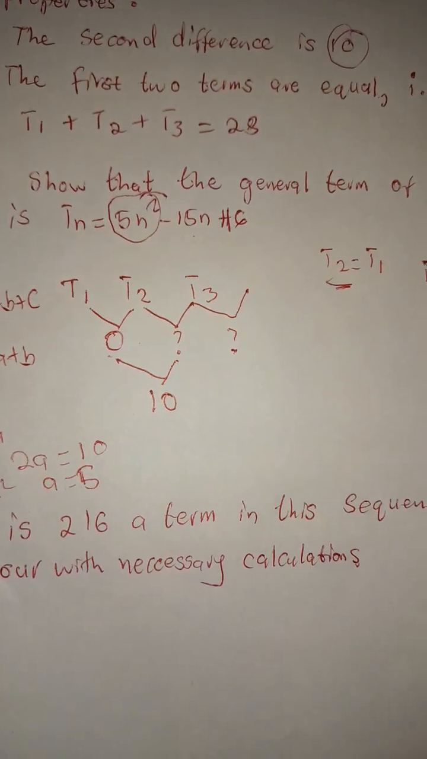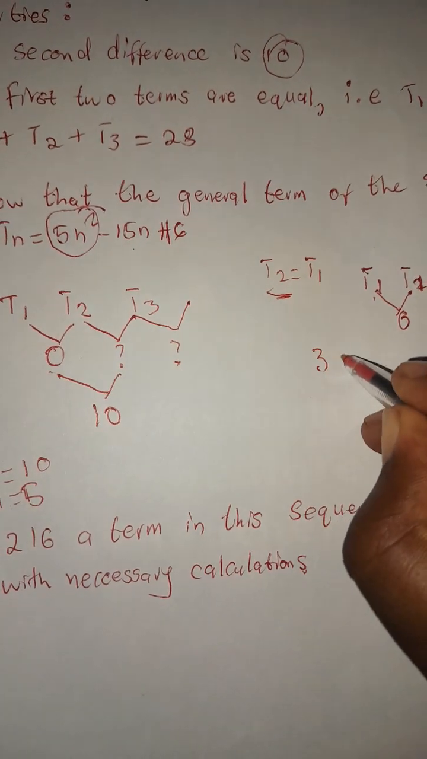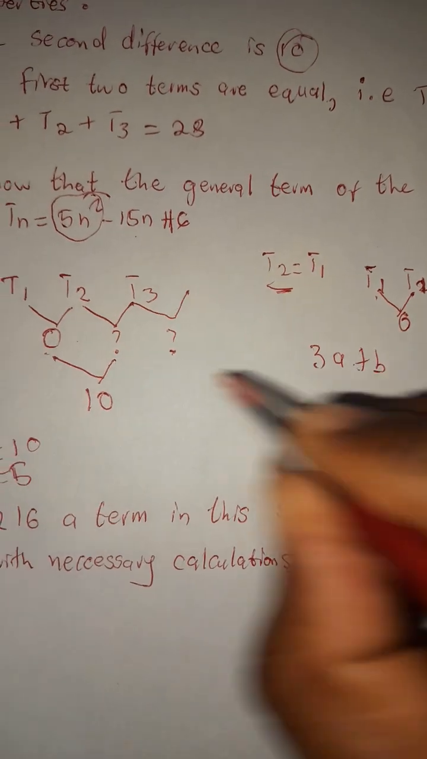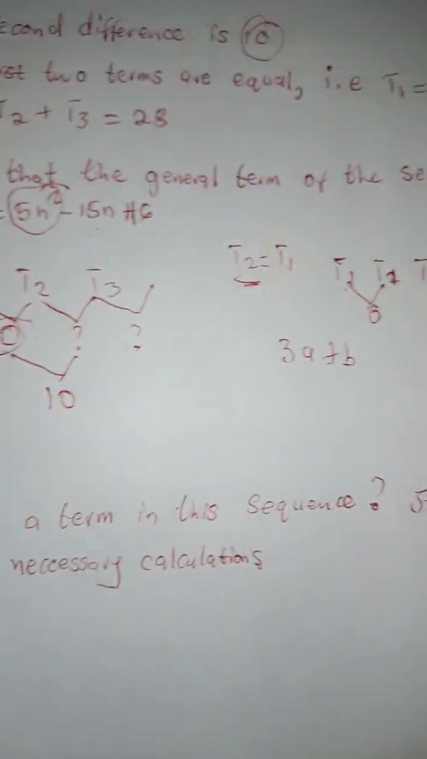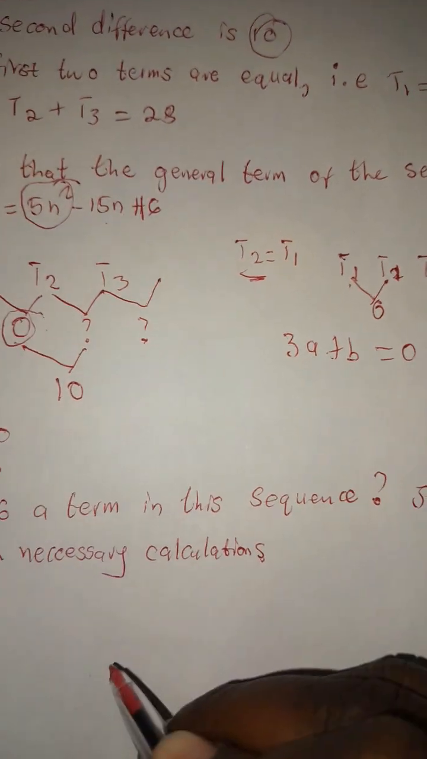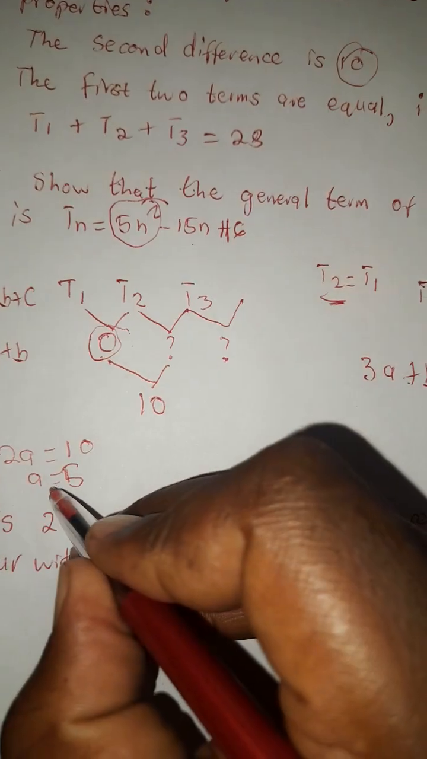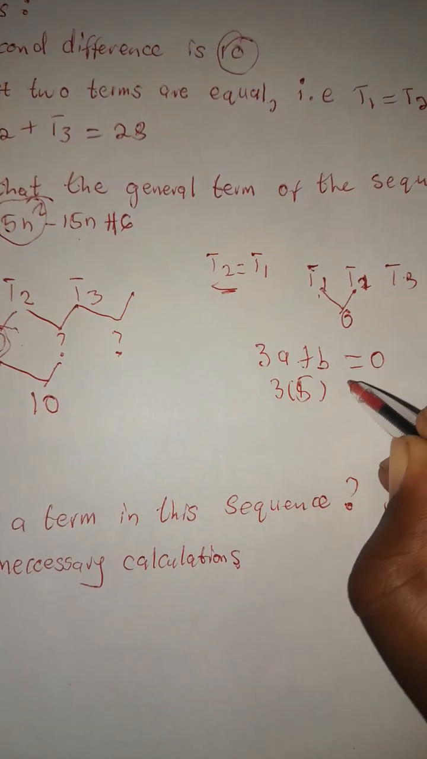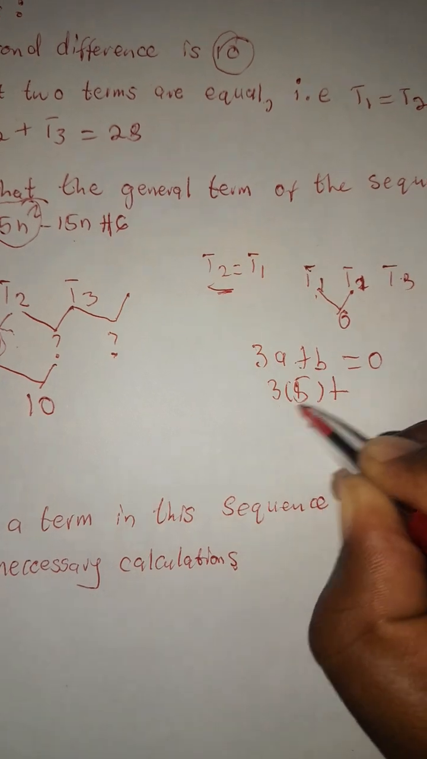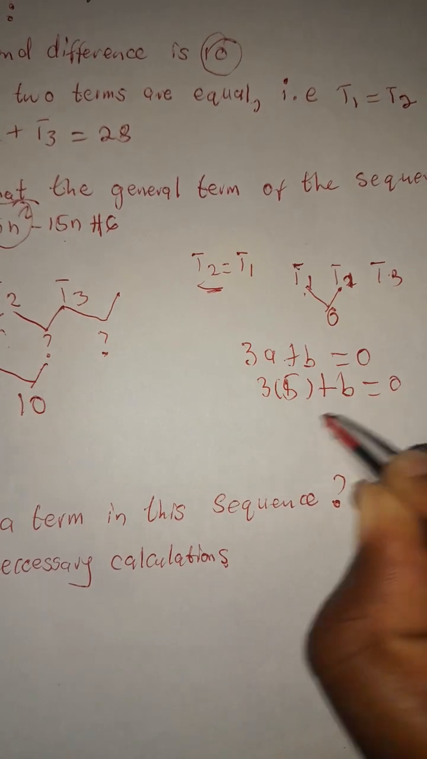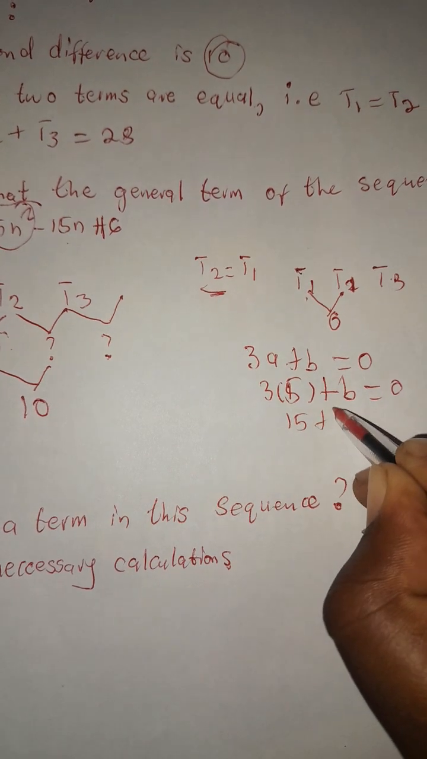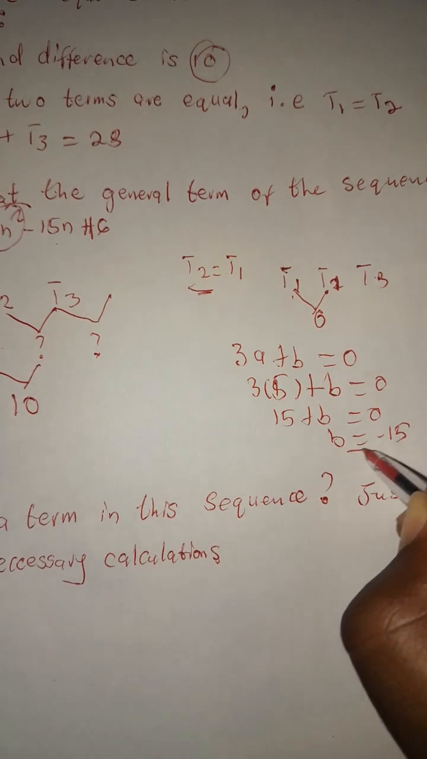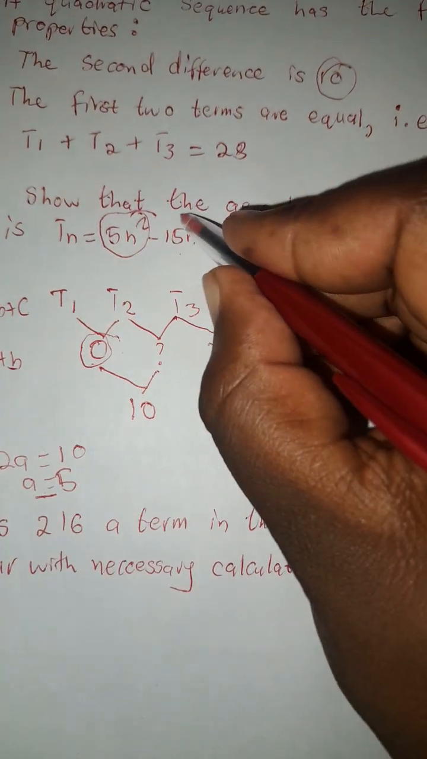We can also get b. Remember that the first difference is 3a plus b, which will be equal to 0 in this case. Then we equate this to 0. We have a is 5, so where there is a, you replace it by 5. You substitute 3 times 5 plus b equated to 0. 3 times 5 is 15 plus b equals 0, so b will be minus 15. Can you see that we already satisfy this?